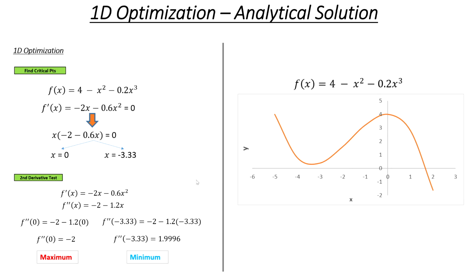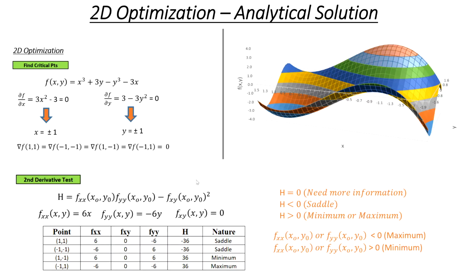So let's now move into 2D optimization. Now 2D optimization still has the same two steps. You find the critical points, where the derivative is equal to 0, and you apply a second derivative test. But since you're dealing with a higher dimension function, it is going to be slightly more involved, but it's still a very simple technique. So let's begin.